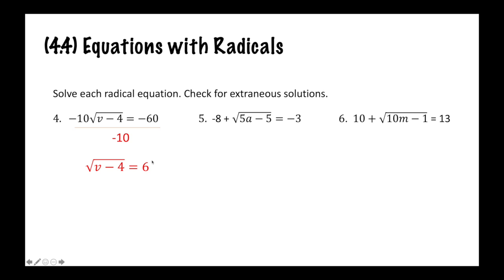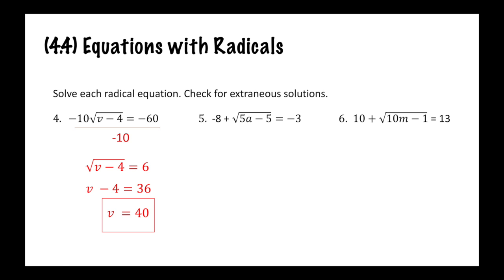From here, now it looks like a lot of the problems we've seen already. We're going to square each side here. I get v minus 4 is equal to 6 squared, which is 36. And then finally, to get v by itself, we can add 4 to each side, which ends up giving us v is equal to 40. Now if I take that 40 and I plug it back in to check, 40 minus 4 is going to give me 36. So this is the square root of 36. Well, the square root of 36 is 6. And so negative 10 times 6 does give me negative 60, which confirms that 40 is the correct answer.